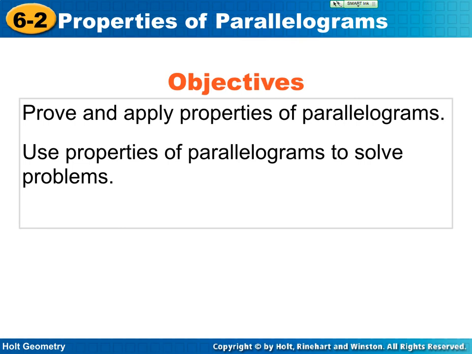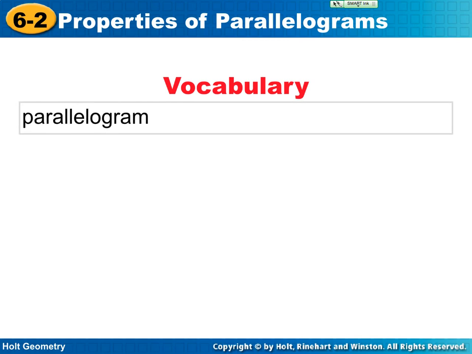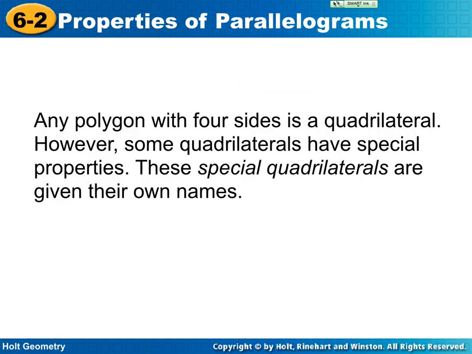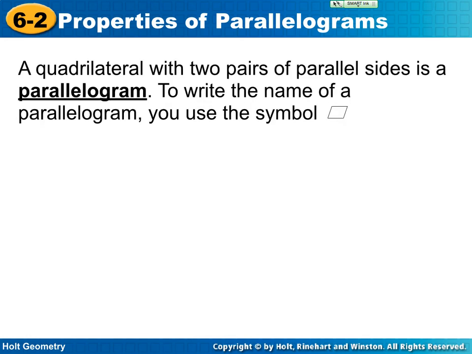Try and do some experimenting. We're going to look at four-sided figures a lot today and look for parallelograms and what special traits they have. It says any polygon with four sides is a quadrilateral. That's what quad meant, just four. However, some quadrilaterals have special properties and therefore they'd be named specifically.